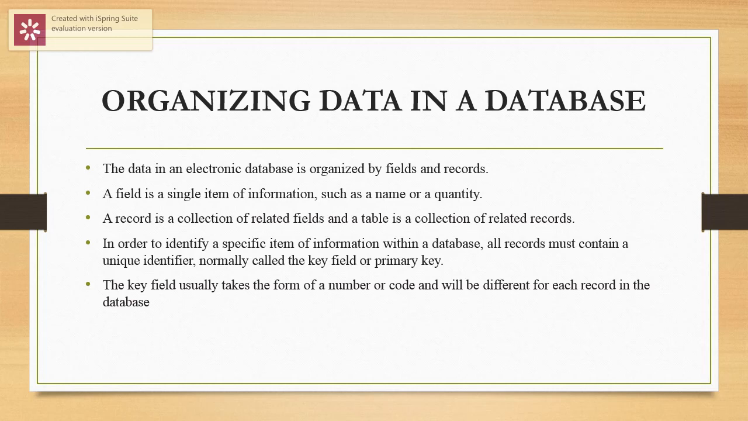What is the organization of data in a database? Or rather, how is our data organized in the database? The data in an electronic database is organized by fields and records. A field is a single item of information, such as a name or a quantity, whereas a record is a collection of related fields and a table is a collection of related records. In order to identify a specific item of information within a database, all records must contain a unique identifier, normally called the key field or primary key. The key field usually takes the form of a number or a code and will be different for each record in the database.